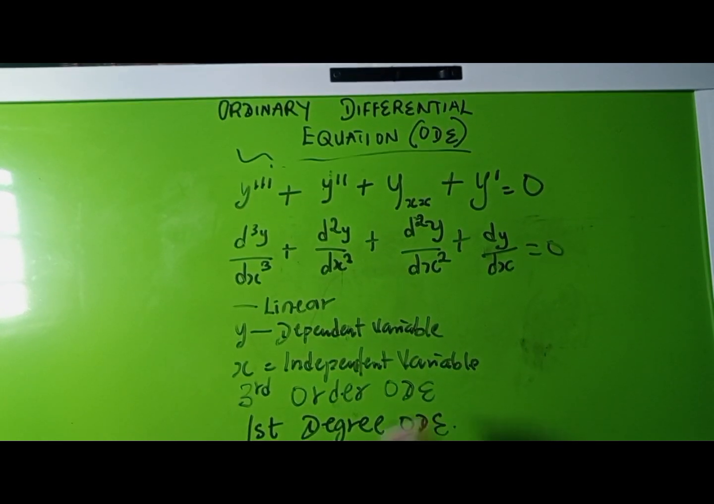So, in this tutorial, we've known what a dependent variable is. We've known what an independent variable is. We've known the order, and we've known the degree of the equation. We also know when an equation is said to be linear and when an equation is said to be non-linear.